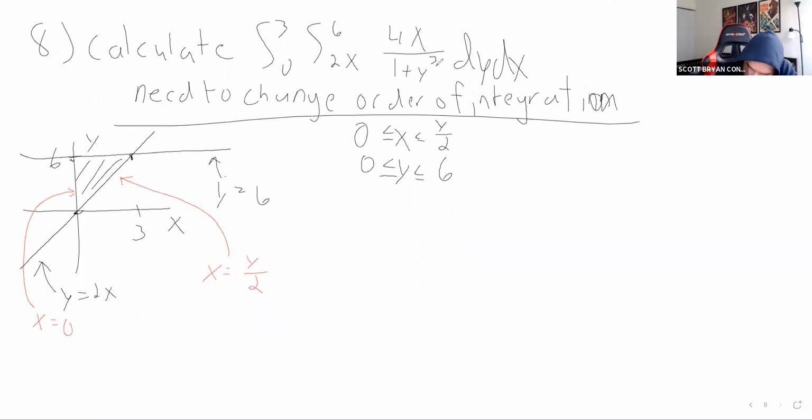So let's set up our integral. y goes from 0 to 6. x goes from 0 to y over 2. 4x over 1 plus y cubed, dx dy now.